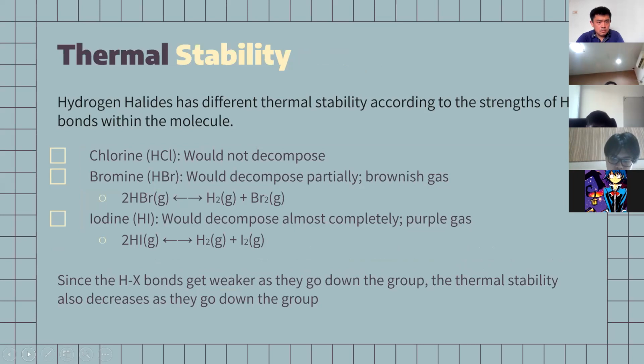Now, this slide shows the test of each hydrogen halide when heated. The decomposition of hydrogen halides becomes more effective down the group. Similarly, this is because the H-X bonds play a role in the different thermal stability. Because the H-X bonds weaken as we go down the group, it is easier to decompose the molecules as we go down the group too. So now Jeremy is going to continue the presentation.